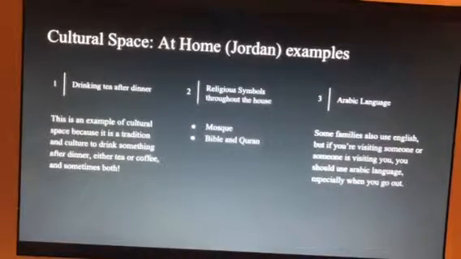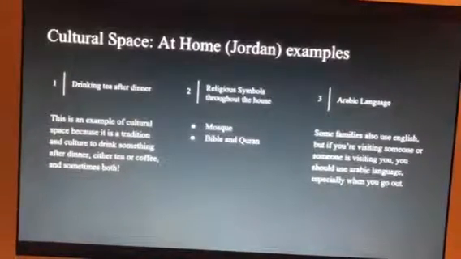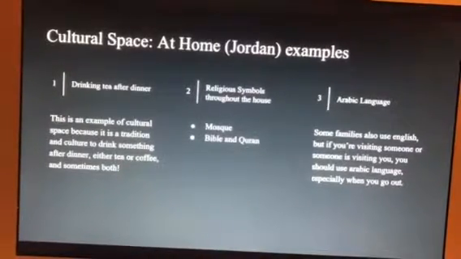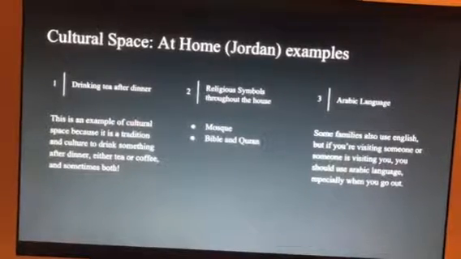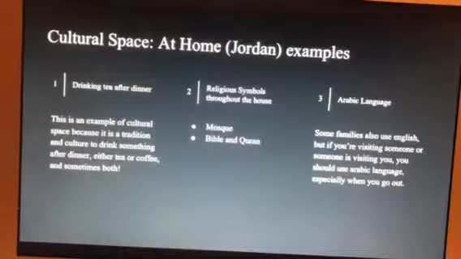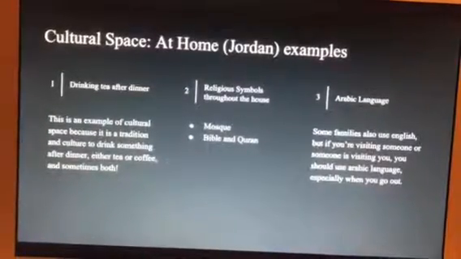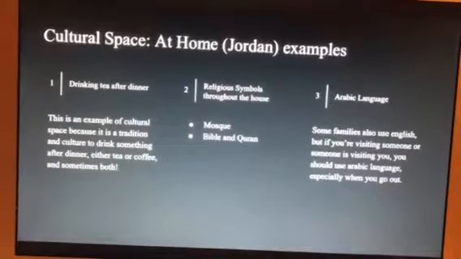Another example is religious symbols throughout the house. In my house, since I am Christian, we have a lot of Bible references. We have a lot of Bible pictures. Although I'm Christian, we also have the Quran, which is the Muslim Bible.